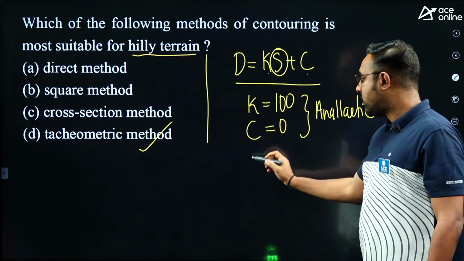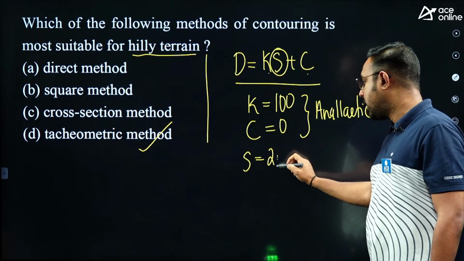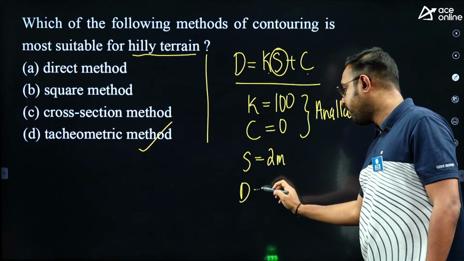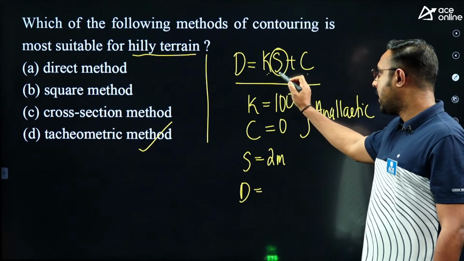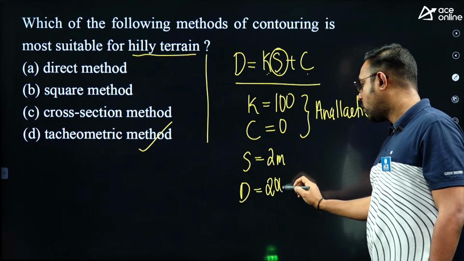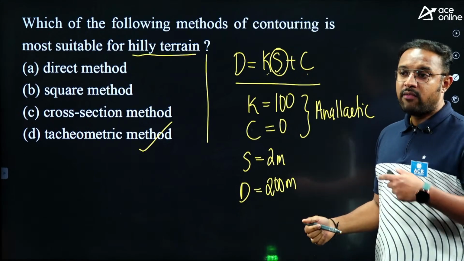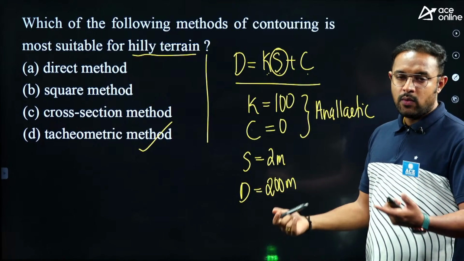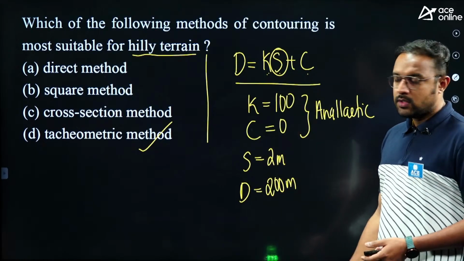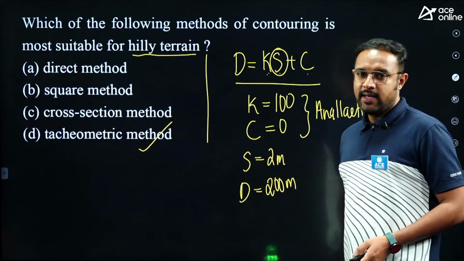So now, if the staff reading is say 2 meters, what is my horizontal distance D? It becomes 100 into 2, directly 200 meters. So now I have distances and I can easily find out the reduced levels from the staff readings. So I can do my contouring work very easily.